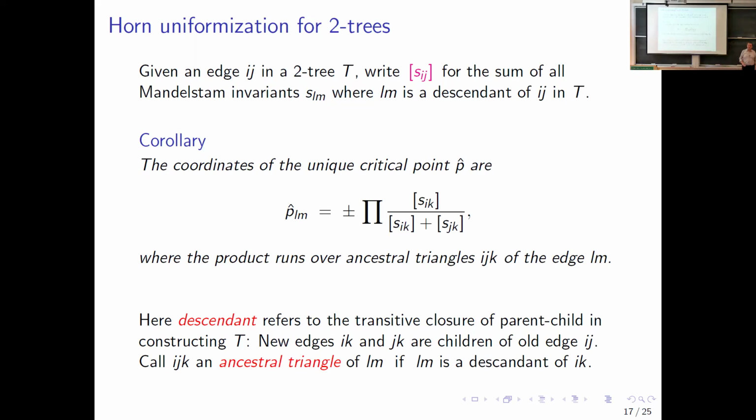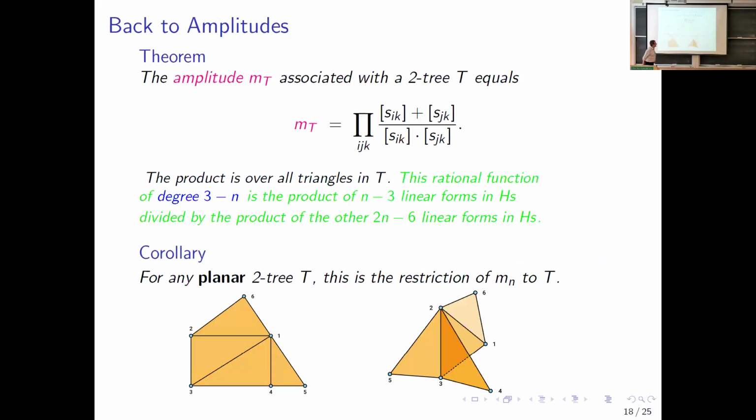Okay, so this is the unique critical point. Now, what are we going to do with this? We're going to go back to the amplitude. We still have 12 minutes and 18 seconds left. So let me give you a formula for the amplitude.